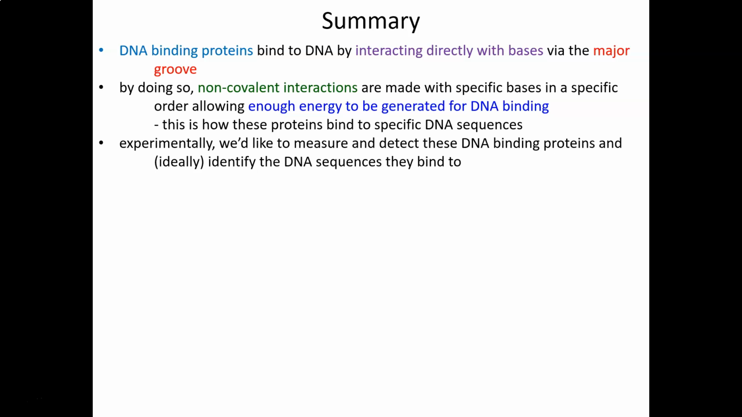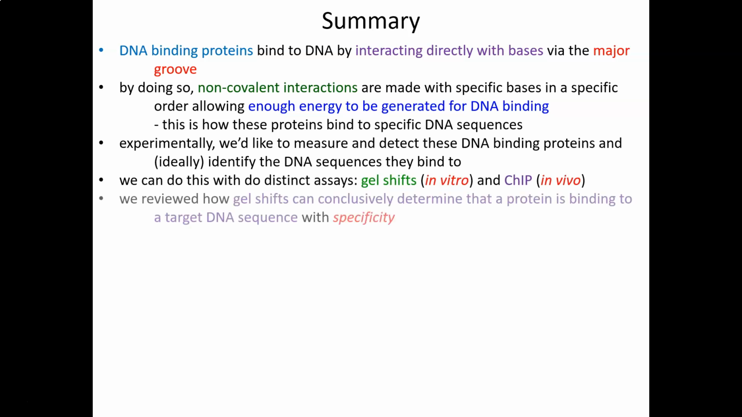And then we moved on to some experimental approaches or considerations. We would like to be able to detect DNA binding proteins actually binding to the specific DNA sequences that they bind to. We can do this with gel shifts or with ChIP. Gel shifts are in vitro, ChIP is in vivo. We reviewed how gel shifts can conclusively and unambiguously determine that a protein is binding to a specific DNA sequence with that specificity, but it takes a number of controls, such as a cold specific competitor, a cold non-specific competitor, and even an antibody to give us that super shift.